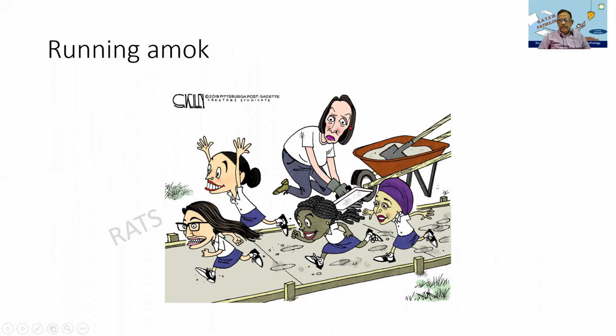Running amok. This is a cartoon picture that I had taken. This is exactly what happens in the pancreas. This is a school teacher who is not able to control the children. Exactly. The pancreas, and imagine that there is a duct, all the enzymes will be running amok, leading to devastating damage.